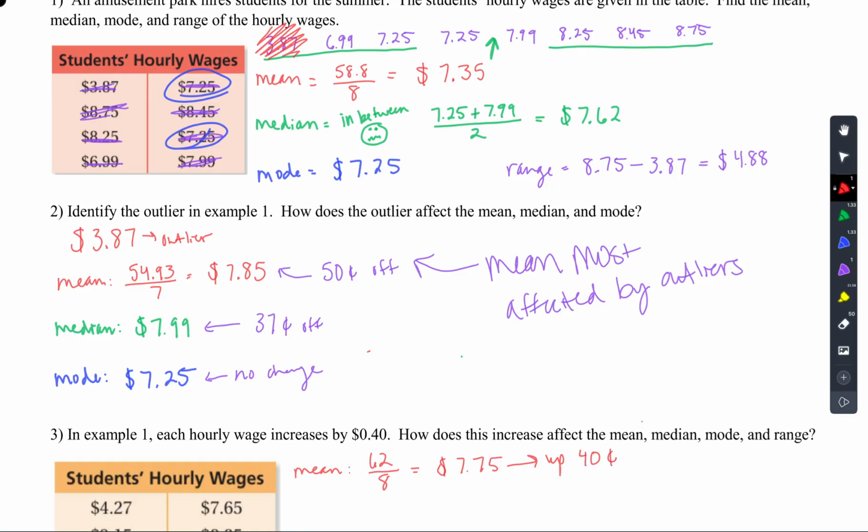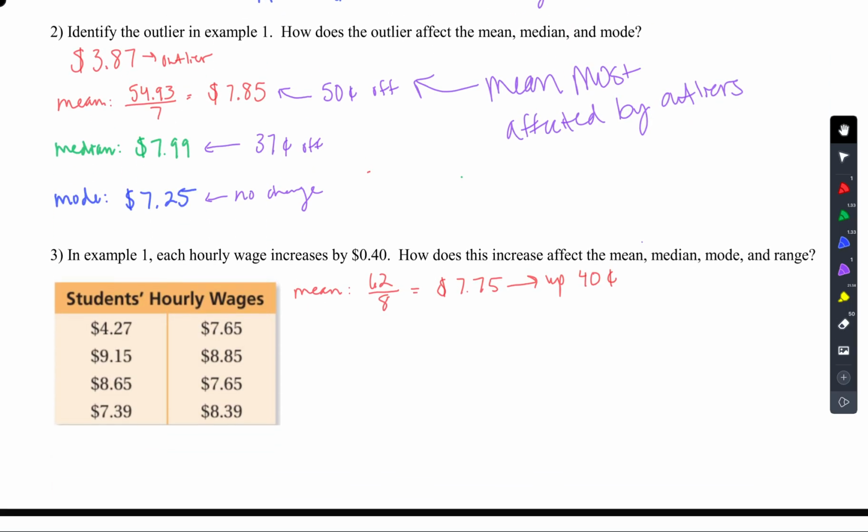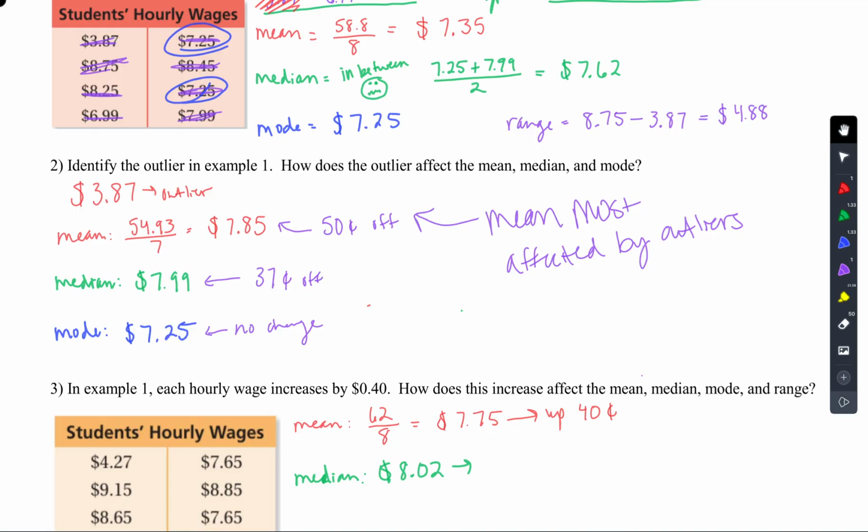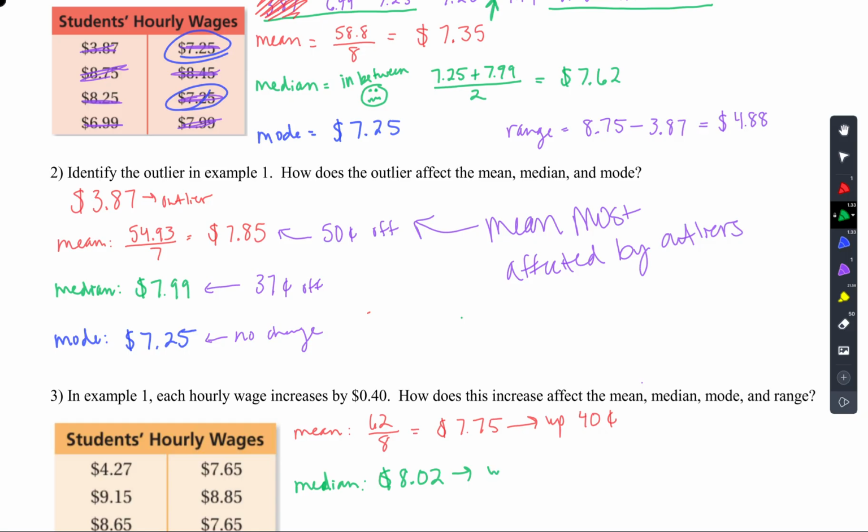So if all the data points increased by the same amount, your mean also increases by the same amount, which will save you some time if you have to do this stuff. So if everybody increased, the mean doesn't really change besides how much it increased by. The median, I did this already. I wrote them all out and I got 802 because I had to do the averaging thing again. Compared to 762, same thing. The median doesn't really change other than the fact that it also goes up 40 cents.